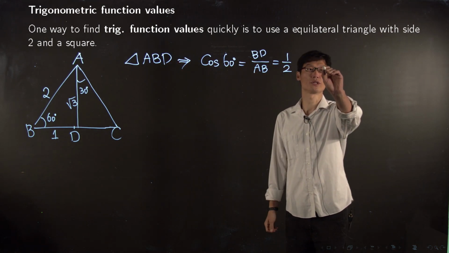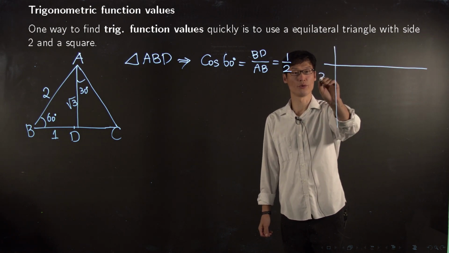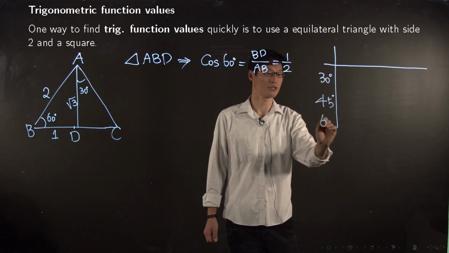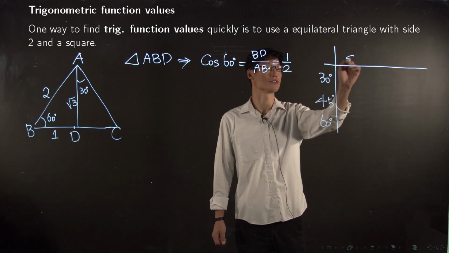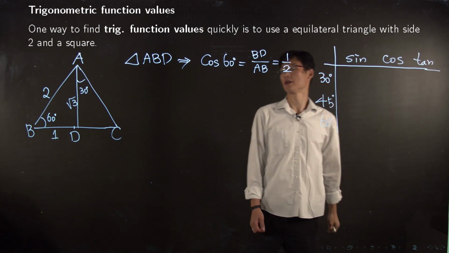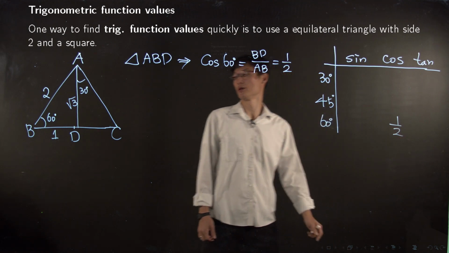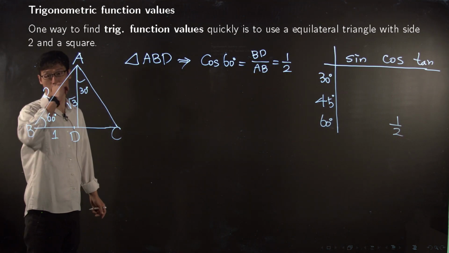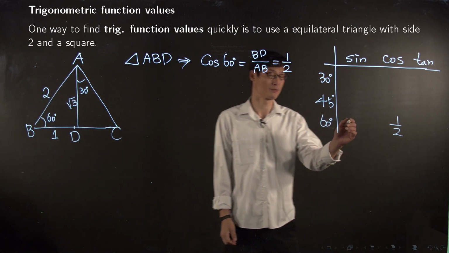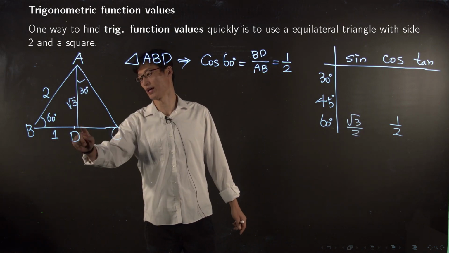So let me draw a table here. Angle 30, 45, 60. And then sine, cosine, tangent. So cosine 60 is 1/2. And then you can calculate the ratio between this AD and the hypotenuse to have sine 60, square root 3 over 2. And then tangent is the ratio between AD and BD.